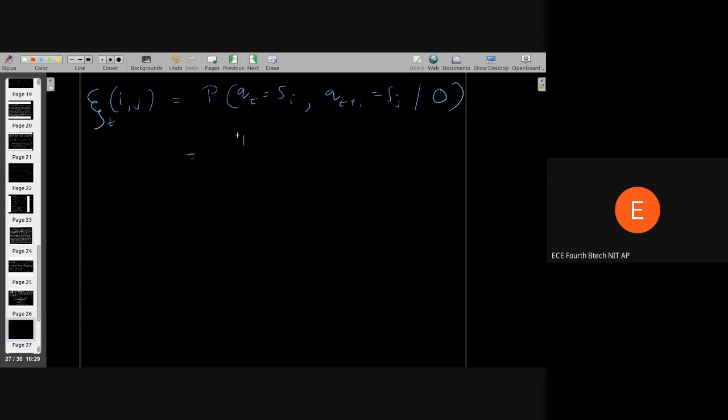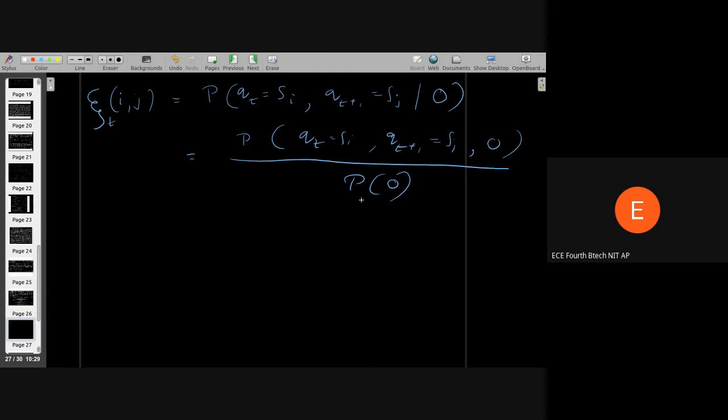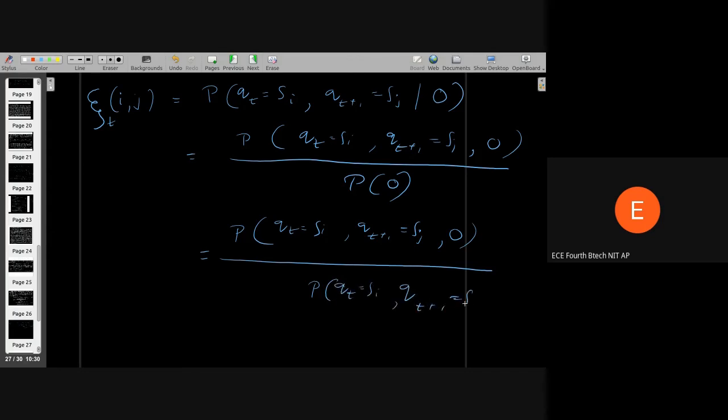So this is, based here, qt equal to si, qt plus 1 equal to sj, comma o, divided by the probability of the observation. Now, the numerator is again qt equal to si, qt plus 1 equal to sj, comma o. How do you get this? This is a joint distribution. If you sum to get the marginal distribution, you just sum over whatever other random variables are there. So this will give you the probability of the observation. That's how you get it.